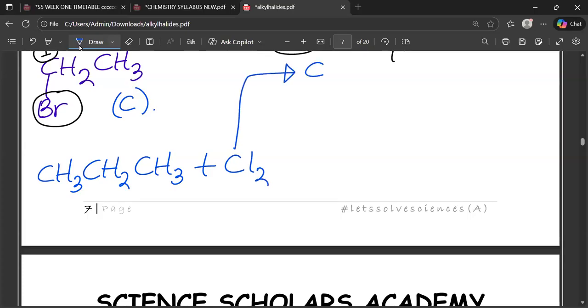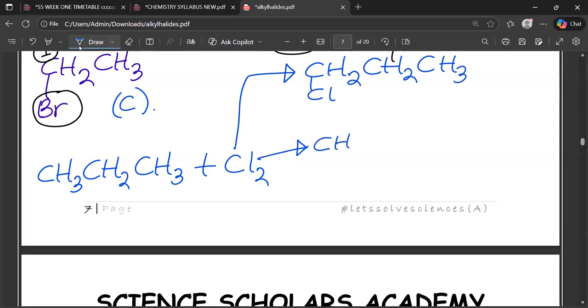There is a possibility of replacing one of the hydrogens of the first carbon, so that instead of CH3, we have CH2 and the Cl is there. I taught you how to condense, so I'm not going to waste time. Then I'll complete the structure like that. There's also a possibility of the replacement happening on the second carbon, so that from CH2 we have CH, and then also Cl here.